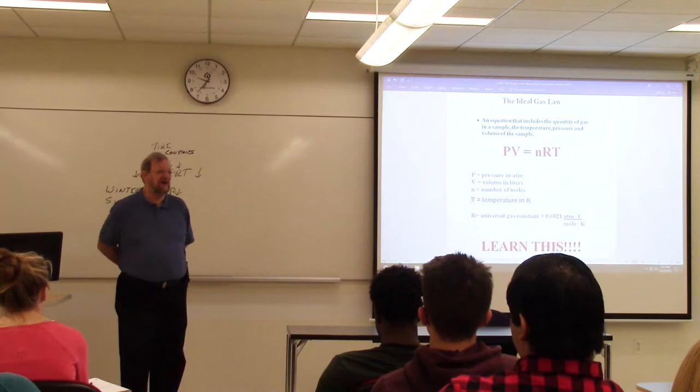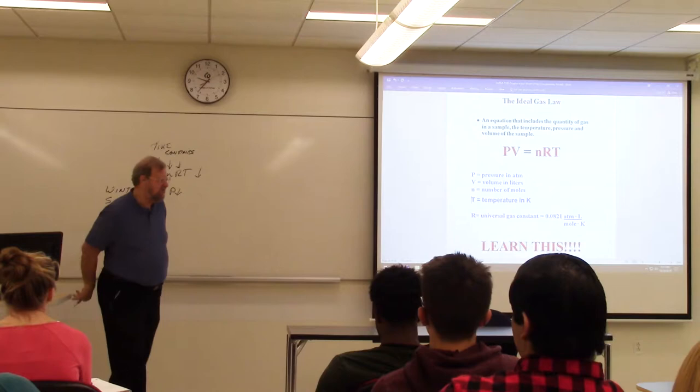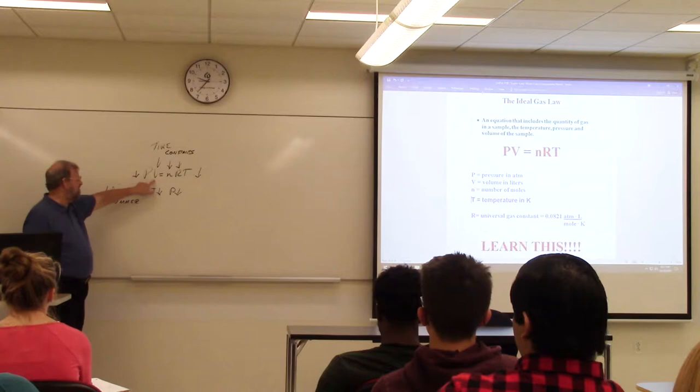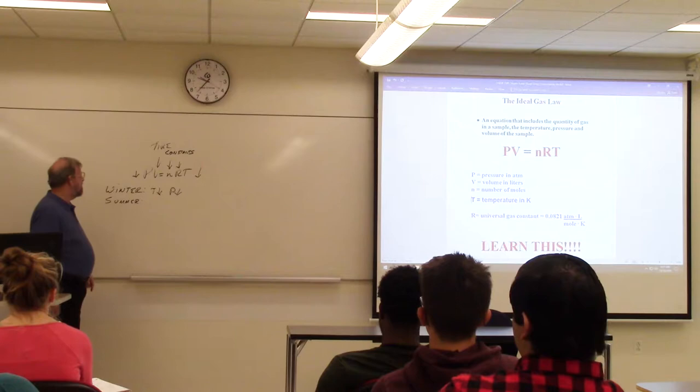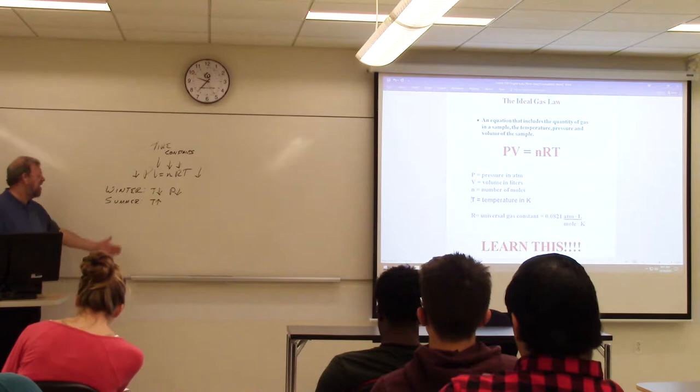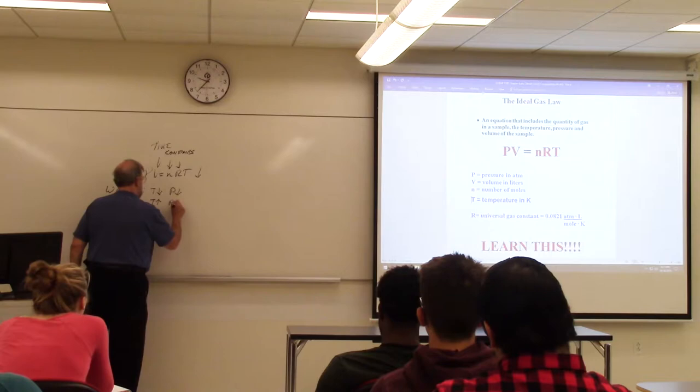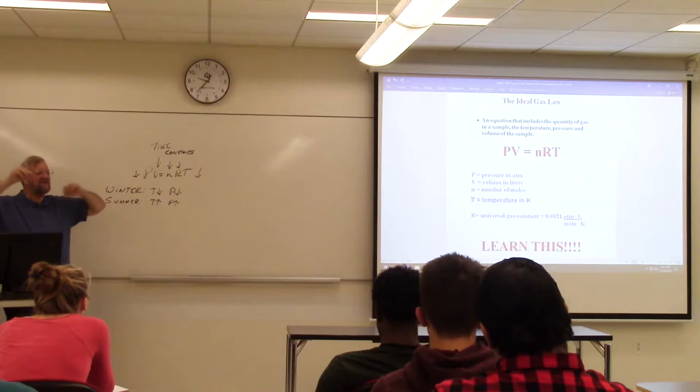Why did that happen? Well, it turns out PV=nRT tells you that. How does it tell you that? Well, n, V, and R stay constant, and therefore, in the summer, the temperature goes up, and what happens to the pressure in your tire? It goes up. And if it goes up too high, like a balloon, if you fill it up too much, it gets hot, and you have a blowout.